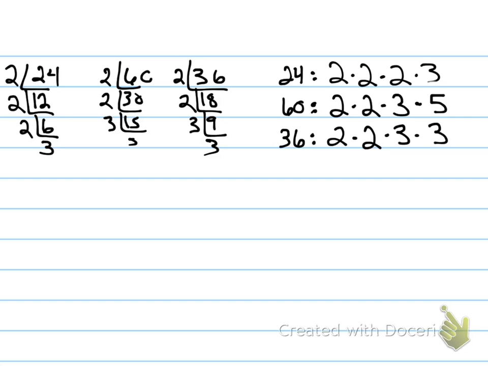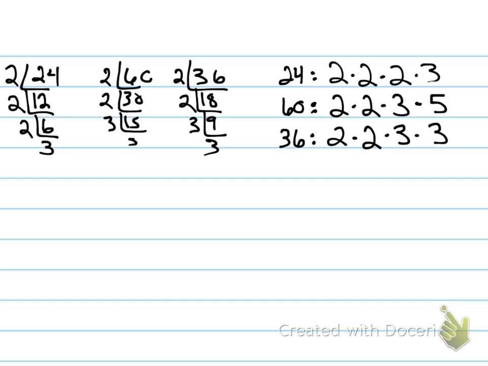Okay, so now, does your prime factorization match mine? For 24, we should have three 2s and a 3. For 60, two 2s, a 3, and a 5. And for 36, two 2s and two 3s.